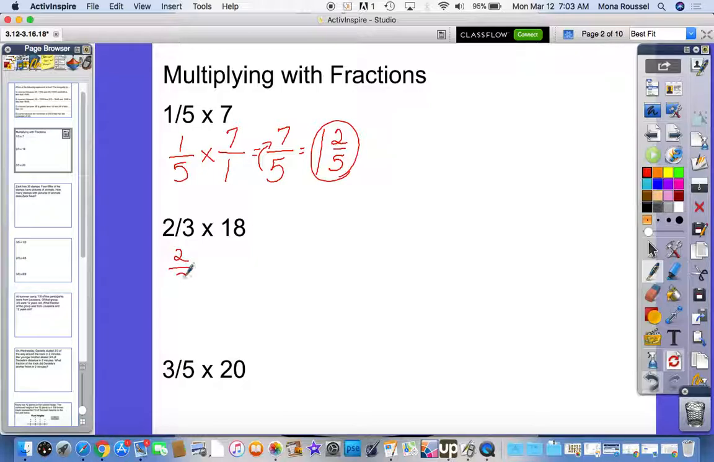In the second example, 2/3 times 18, we need to put the 18 over 1, make it into a fraction so we can multiply. There's nothing that can go into 2 and 3 evenly, nothing that can go into 2 and 1 evenly. There's nothing that can go into 18 and 1 evenly, but when we look at 3 and 18, 3 can go into both of them evenly. 3 goes into 3 once, 3 goes into 18 6 times, so we can multiply now. 2 times 6 is 12, 1 times 1 is 1. 12 over 1 is improper, and that would equal 12.